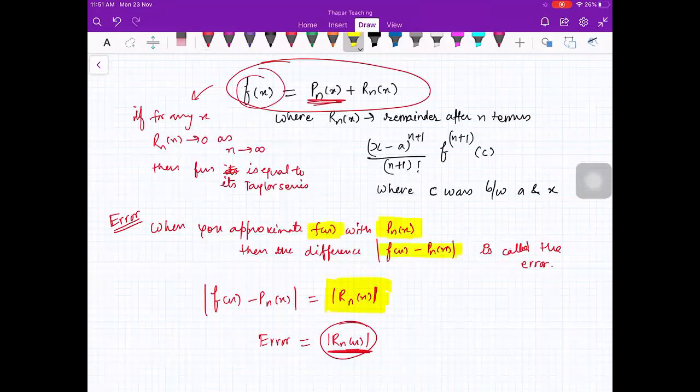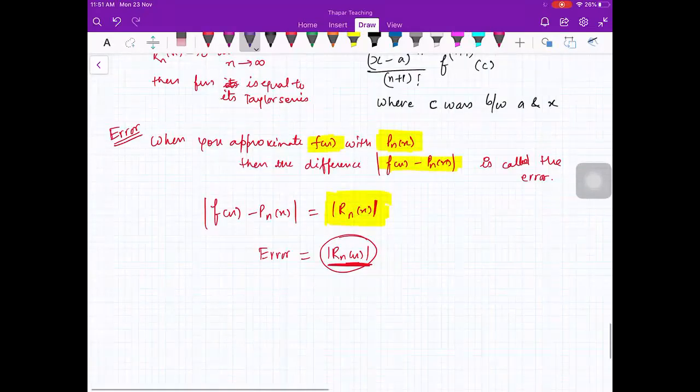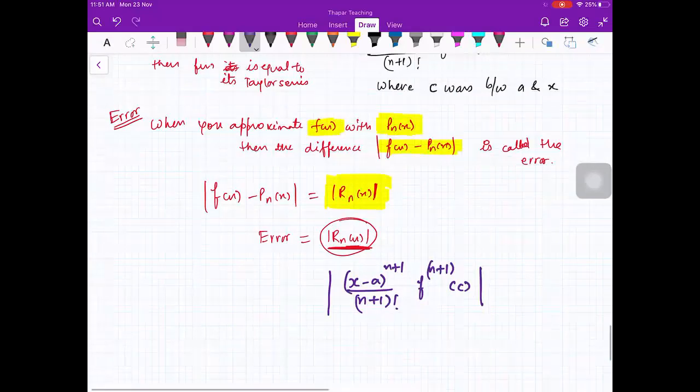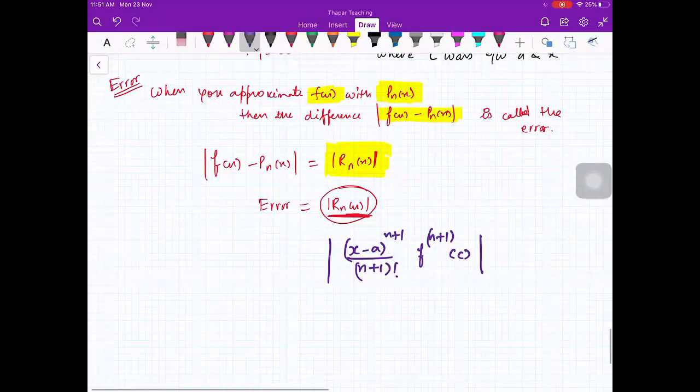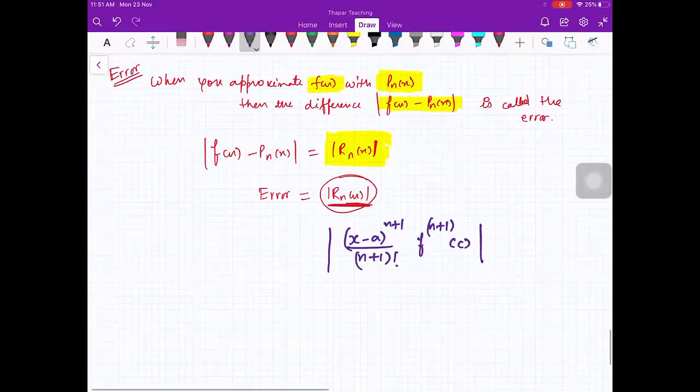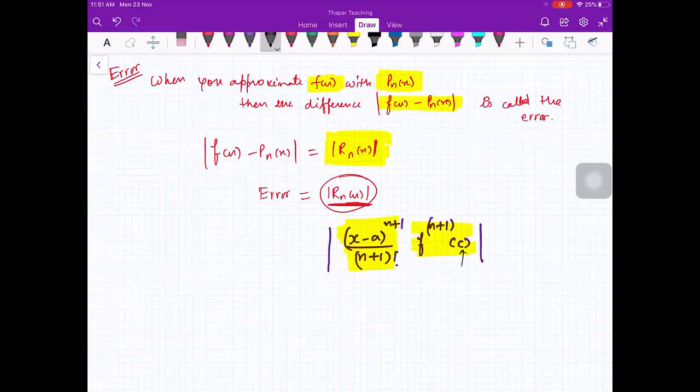Is that okay? Now further we have seen that this quantity here is x minus a raised to power n plus 1 upon n plus 1 factorial into f n plus 1 at c, right? So mostly we have to talk about this, because these are known things and c is not exactly known. So the only information is c is between a and x. Okay, is that okay, beta? Yes, ma'am. Okay, so you can go for the next doubt, beta.